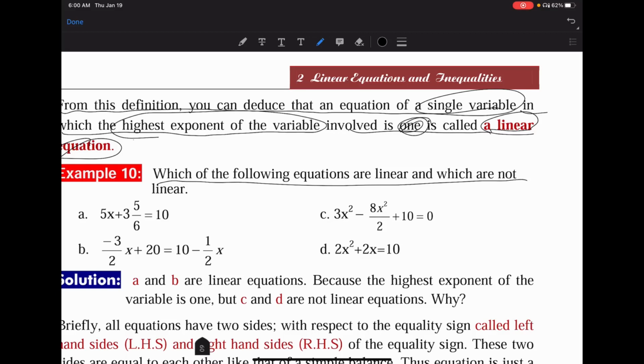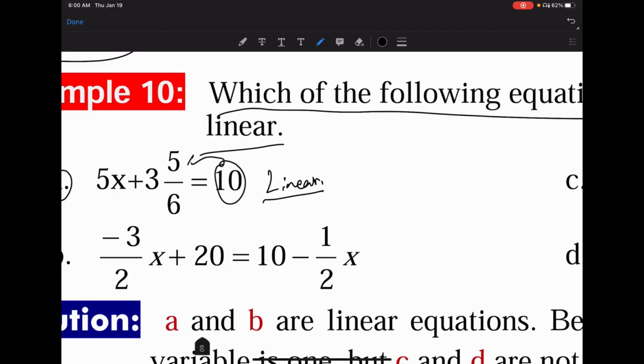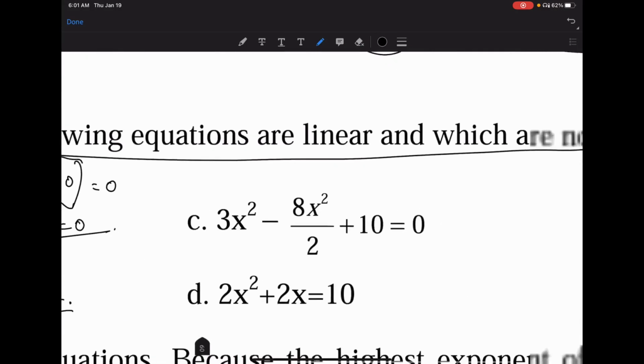Which of the following equations are linear and which are not linear? A: 5x plus 3 is equal to 10. This is linear, because if we move 10 to the other side we get 5x plus 3 minus 10 is equal to 0, which is in the form ax plus b is equal to 0, where a is equal to 5 and b is equal to 3 minus 10. So it is a linear equation.